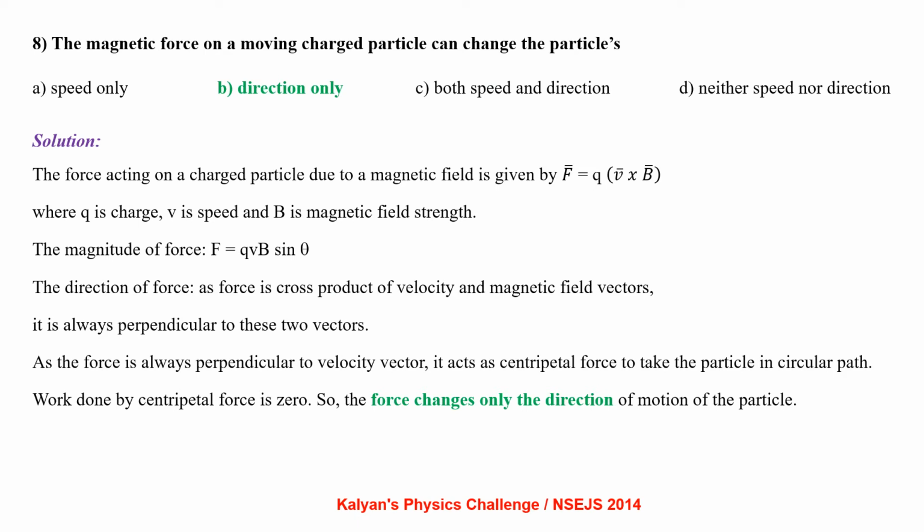The magnetic force on a moving charged particle can change the particle's? The force acting on a charged particle due to magnetic field is given by F bar equal to Q times V bar cross B bar, where Q is the charge, V is the speed and B is magnetic field strength. The magnitude of force can be written as F equal to QVB sin theta. The direction of the force is perpendicular to the plane containing the two vectors, as it is a cross product. So work done by the centripetal force is 0. So the force changes only the direction of motion of the particle.